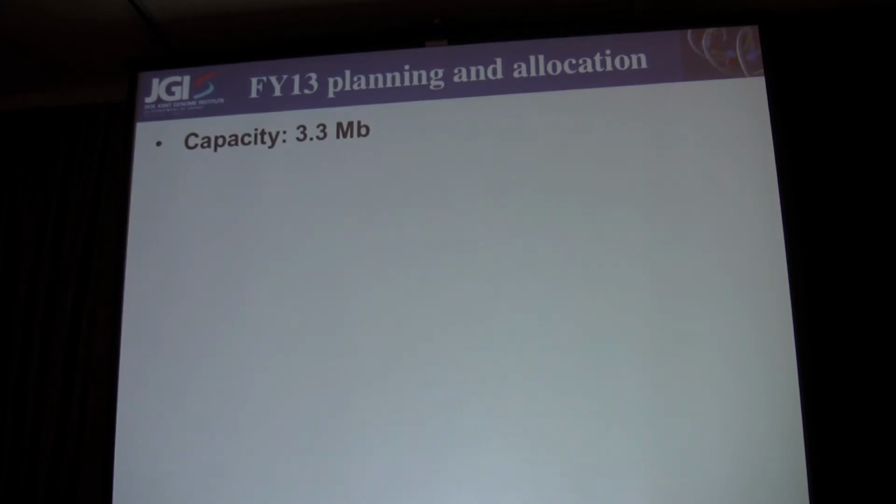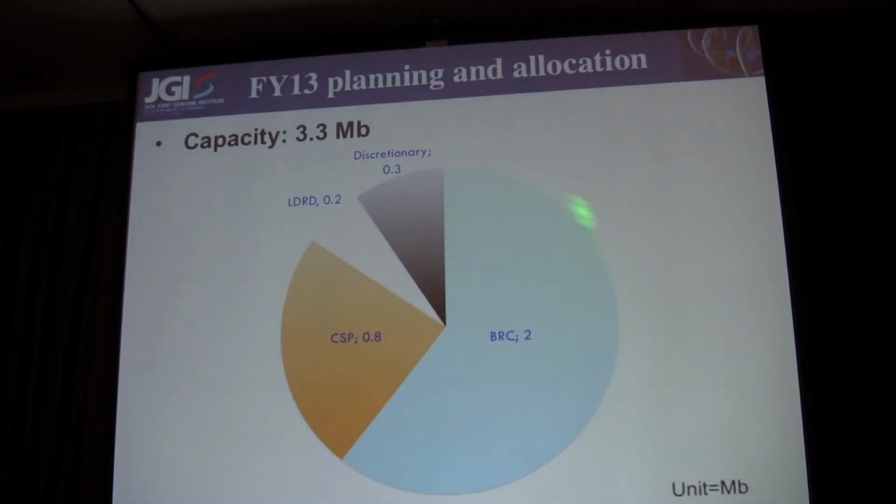So our capacity for this year is 3.3 million bases of synthetic DNA. And this year it was allocated mostly to our BRC collaborators. There's a fragment that went to the CSP program that I'm sure you're all familiar with. And some of the capacity also went to internal research projects. So we've been synthesizing things for about 2 years, and next I want to give you a flavor of the type of projects that we've been performing.